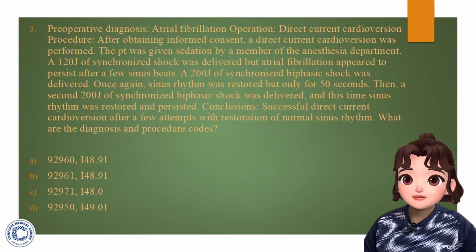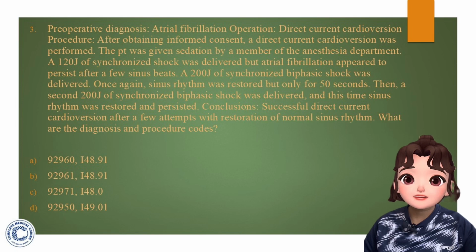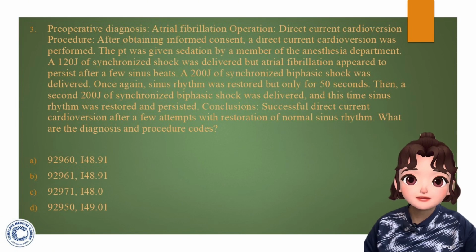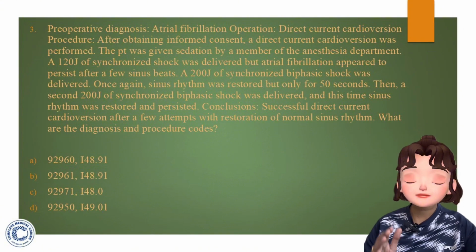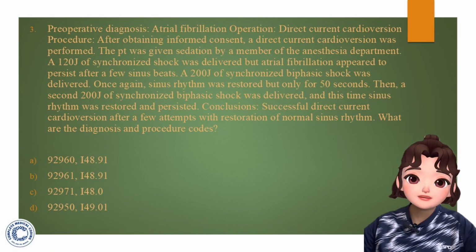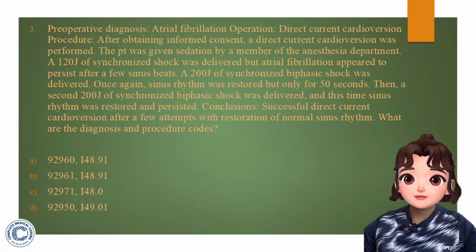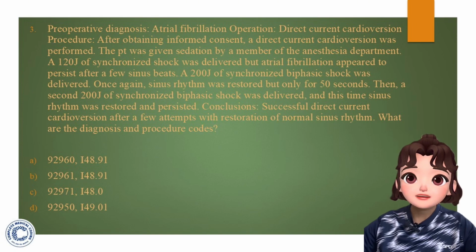So let's move to the options, the codes, the coding system. In such descriptive questions, it's better to always check the diagnosis first, okay. So what is I48.91? Unspecified atrial fibrillation. I48.91 is unspecified atrial fibrillation.